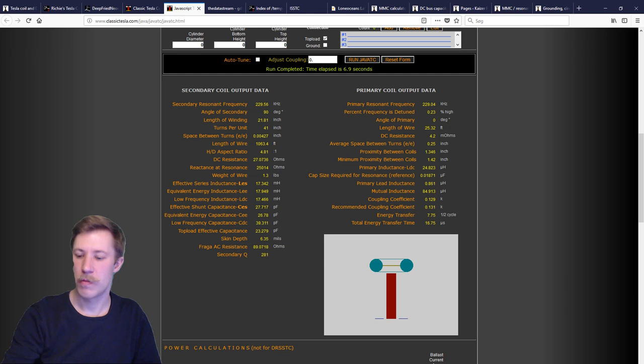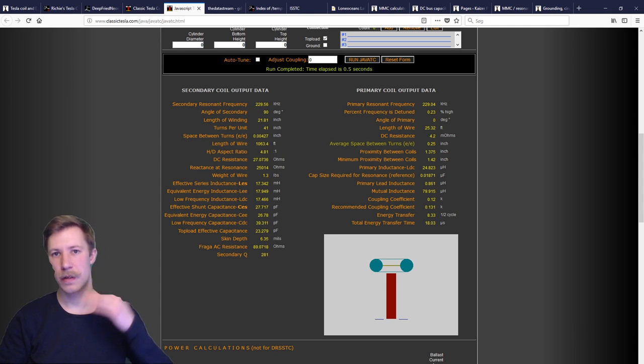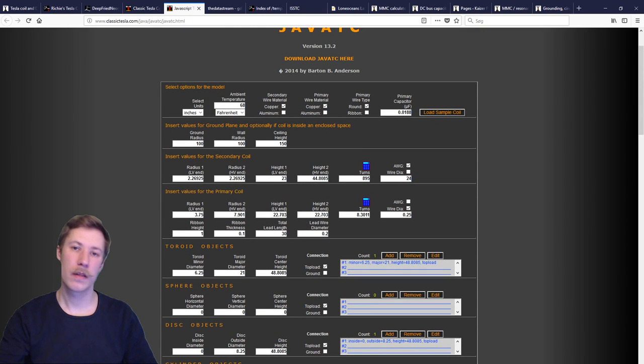And this is a really powerful tool for this. There is no other tools that will do this for you. And what it does, it's simply adjust the primary coil and secondary coil heights in respect to each other. So you will have to go back up here and read out the new corrected numbers to your new coupling ratio.